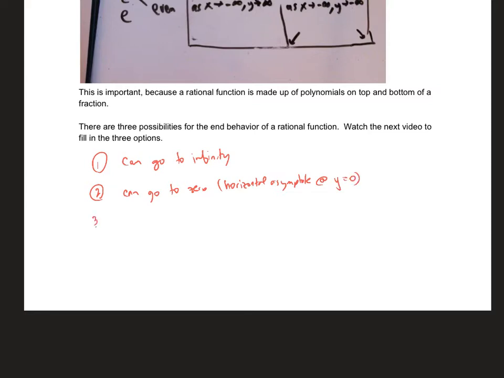And your third option is that your end behavior can go to a different number. Now, we're going to talk about how these three things happen in the next video, but this would mean there's a horizontal asymptote at y equals whatever that number is. So those are the three possibilities for end behaviors. Now let's see what this looks like in reality.